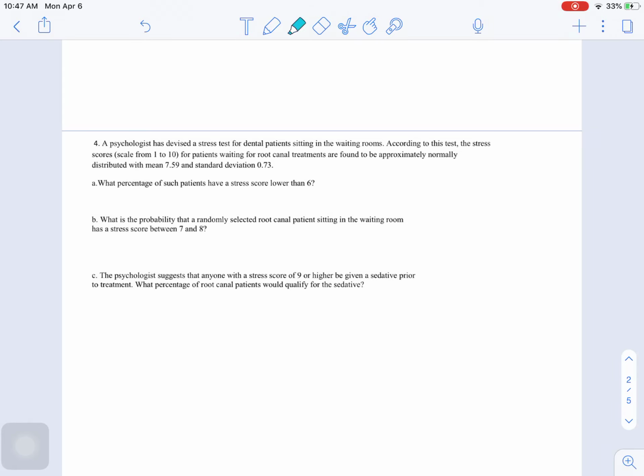Question 4. Again, we're dealing with a normally distributed random variable with a non-standard mean and standard deviation. So in order to calculate probabilities, we have to convert it to a standard normal distribution. As a reminder, our formula for converting a non-standard normal random variable to a standard one is we take our random variable, subtract its mean, and divide by its standard deviation to get a corresponding z-score.